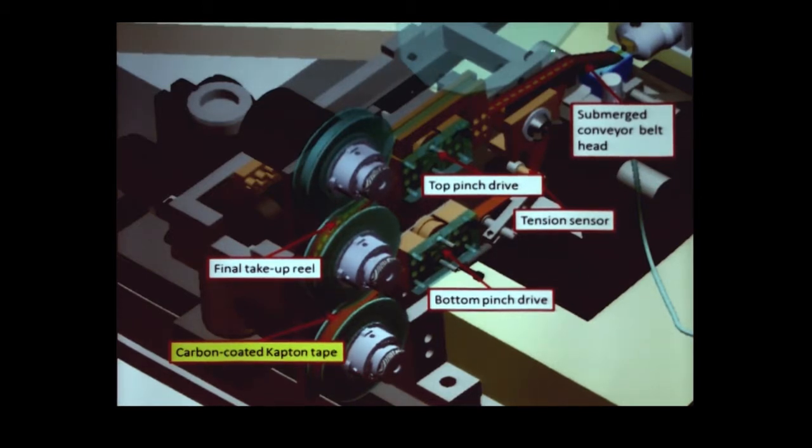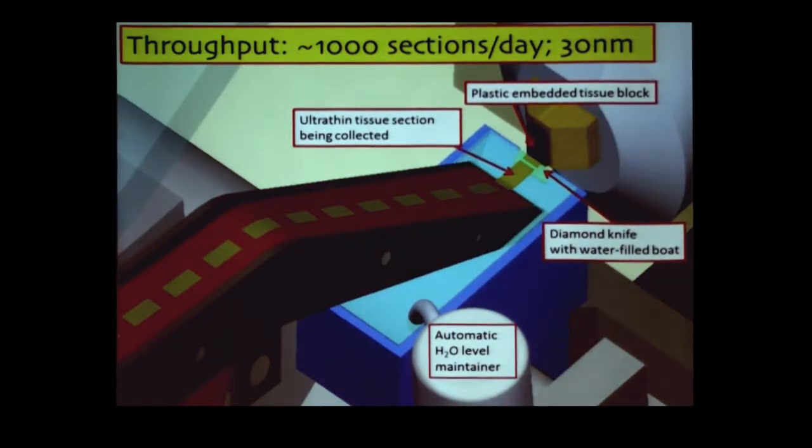This is a conveyor belt that is collecting brain samples from here. We take a piece of brain, we harden it in plastic, and then we move this chuck up and down against a diamond knife, and we shave off sections that are 30 nanometers thick. 30 nanometers is 1,000th the thickness of a human hair. They're invisible, they're very, very thin. Then we have a conveyor belt that picks one up after another, and we can do about 1,000, and now we're up to 12,000 sections a day.